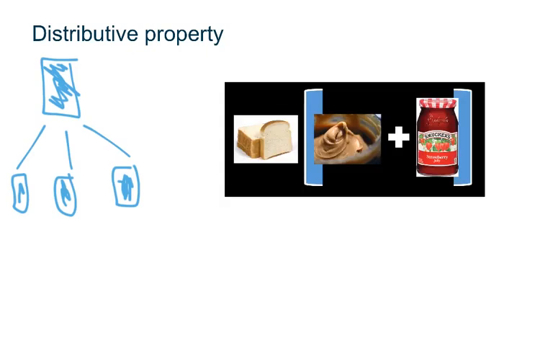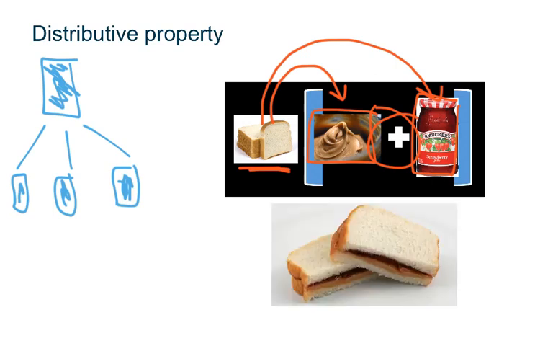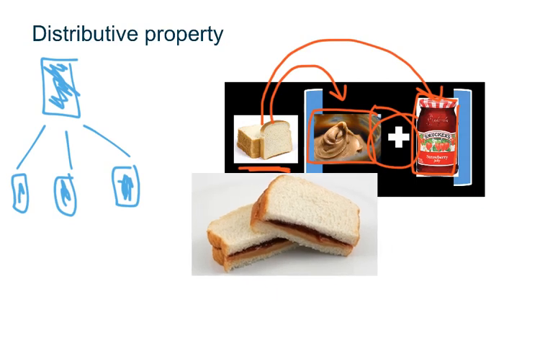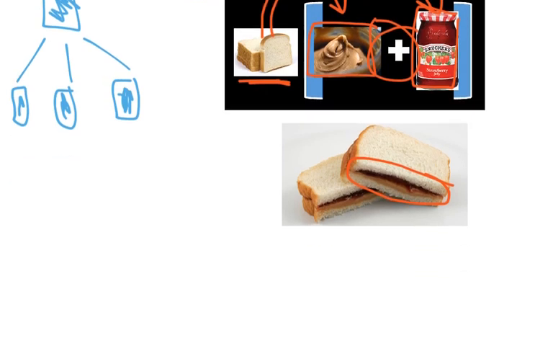Okay, get ready to have your mind blown. So let's say you have a slice of bread right here, and you have peanut butter, and you have jelly. Well, you take the bread and you put some peanut butter on it. You take another slice of bread, you put some jelly on it, and you add it all together. What do you get? That's right, the peanut butter jelly sandwich. You can literally see the distribution right there. And that's how this property works.